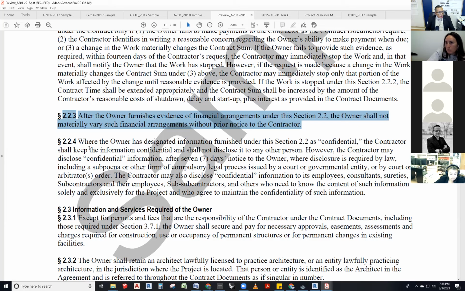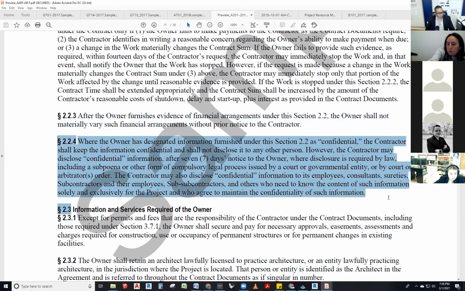So then we go to section 2.2.4. Where the owner has designated information furnished under this section 2.2 as confidential, which we have heard of, the contractor shall keep the information confidential and shall not disclose it to any other person. Whatever amount of money the owner showcases to the contractor, they can't just say, hey, he's got a lot of money, anybody can go break in his house. No, you can't do that. That's confidential. If the owner says this is confidential information, you cannot disclose it.